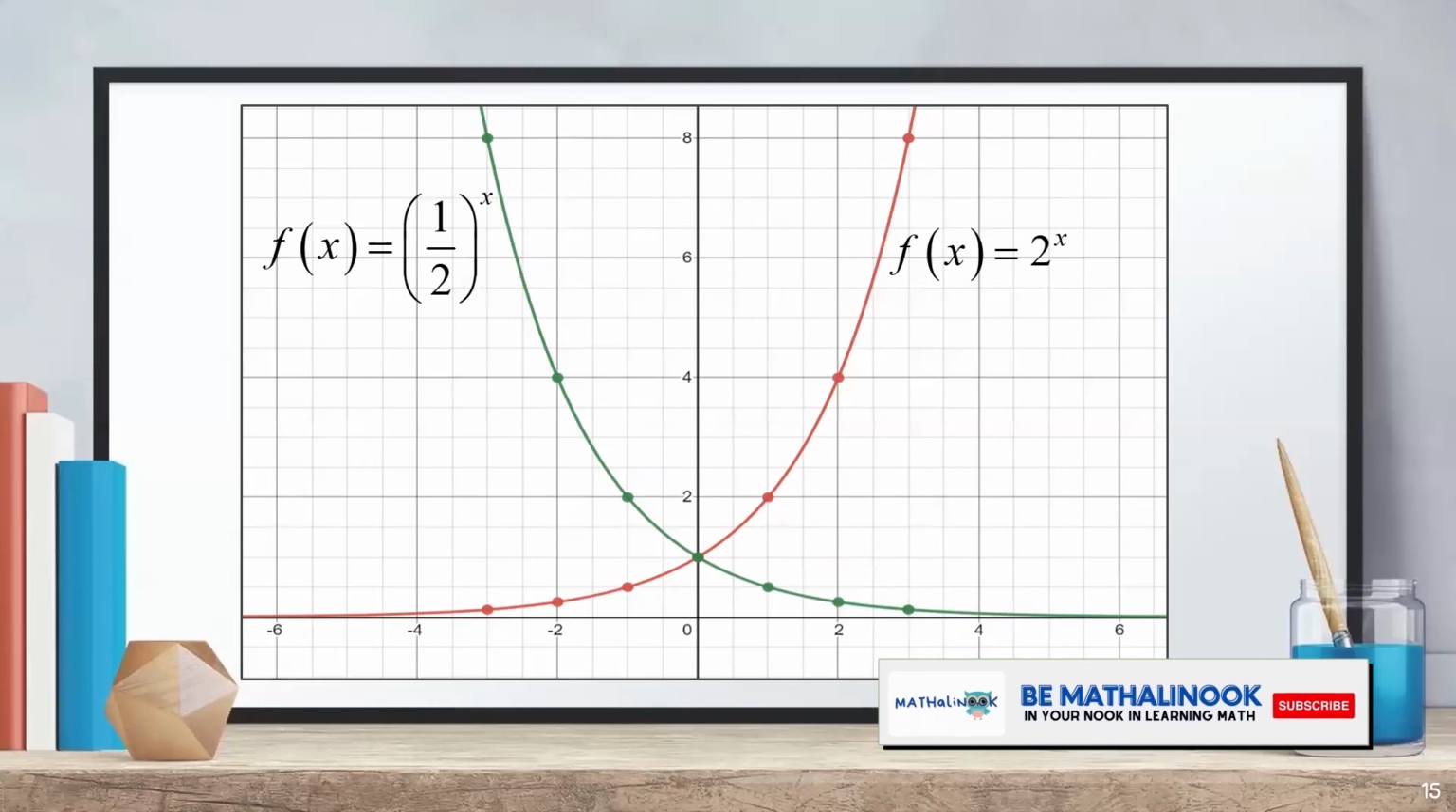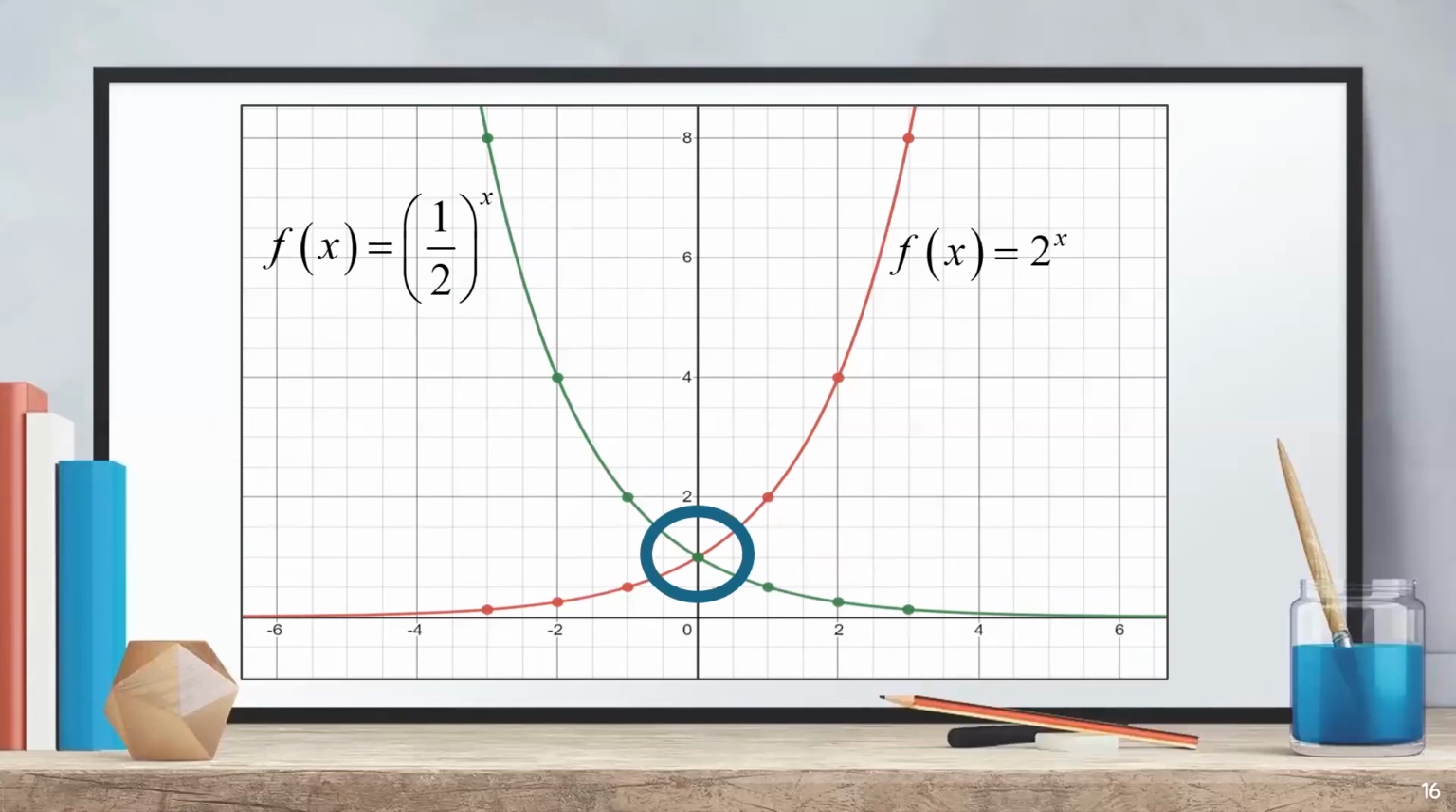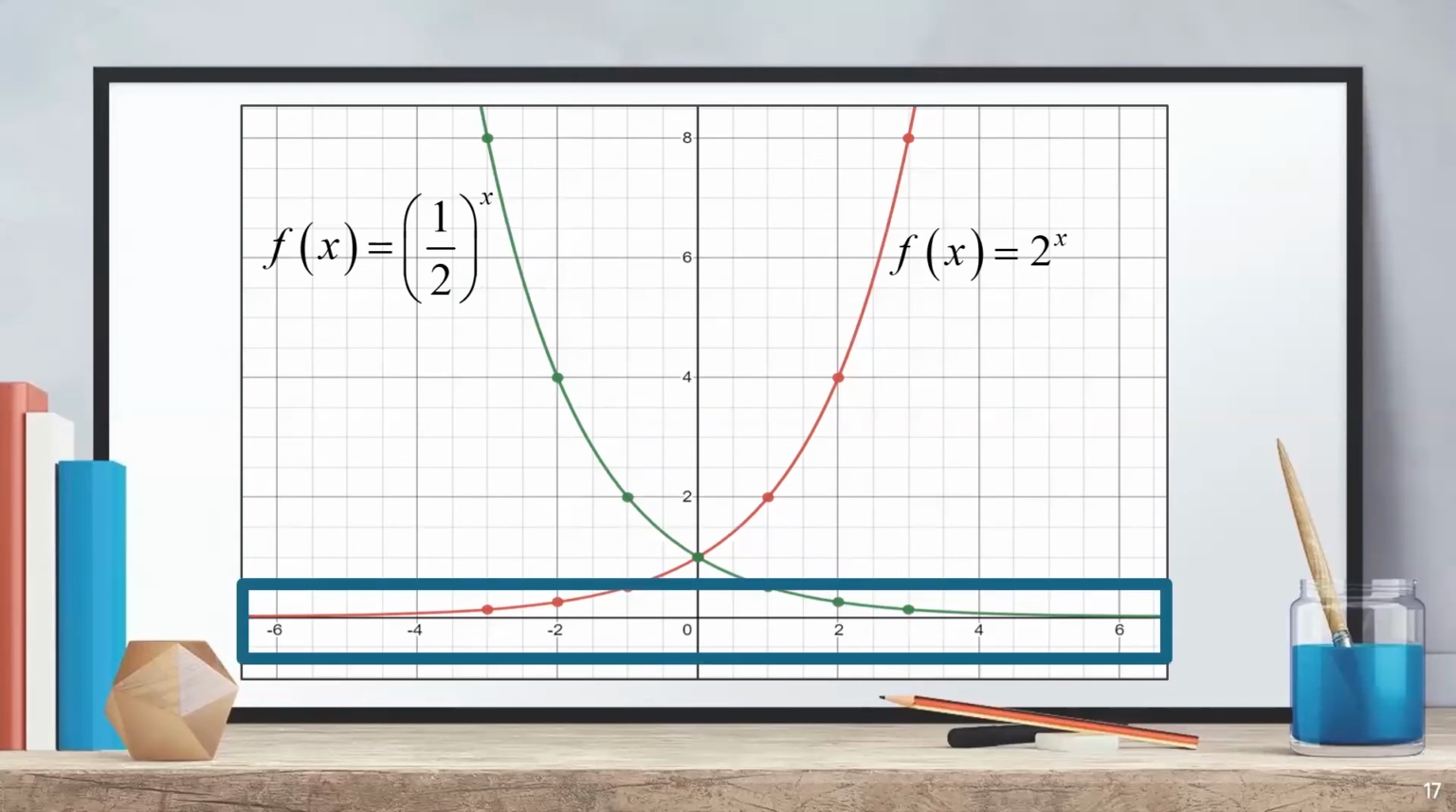Additionally, both functions pass through the point (0, 1), since any number, when you raise it by 0, the value is always 1. Finally, observe that both graphs approach the x-axis but never touch it. Therefore, we can say that the given exponential functions are asymptotic to the x-axis or the line y equals 0.